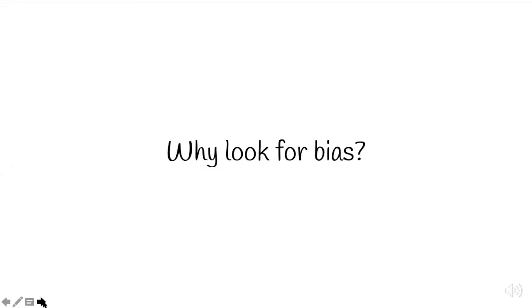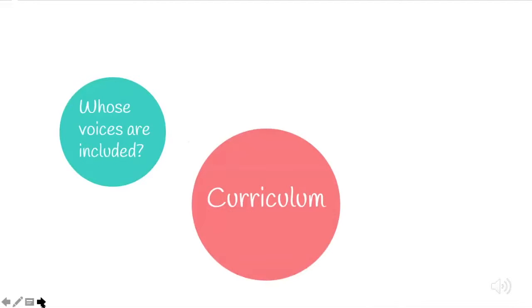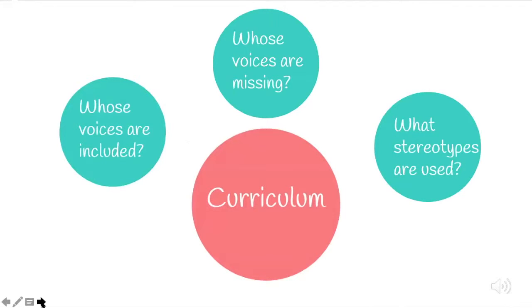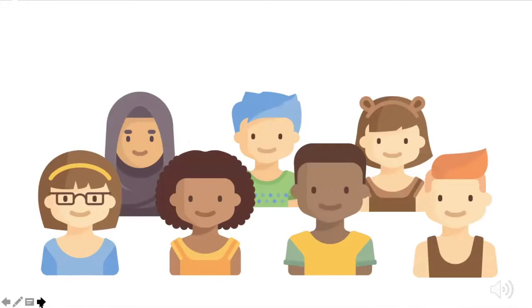As critical educators, it's important to consider and question the underlying values, assumptions, and worldviews that are put forth in our curriculum materials. For example, when looking at curriculum, we may ask, whose voices are included? Whose voices are missing? Or, what stereotypes are perpetuated in these materials? By analyzing curriculum for evidence of bias, we can better help all of our students feel included in our learning environments.